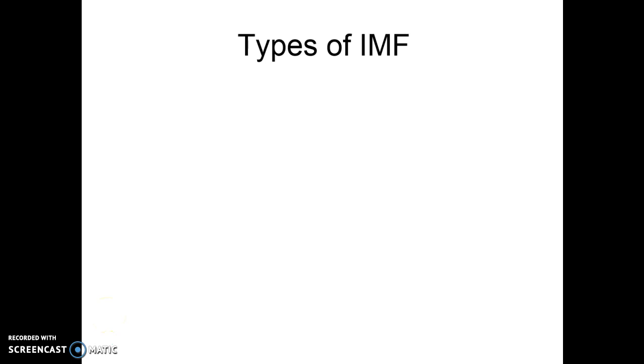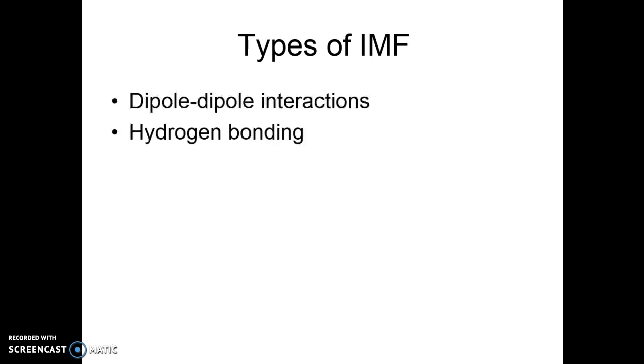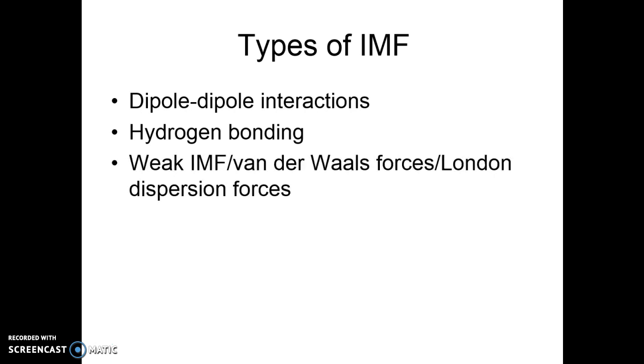There are three main types of intermolecular forces of attraction that we will be discussing. The first is called dipole-dipole interactions. The second is called hydrogen bonding. And the third is called weak intermolecular forces, or van der Waals forces, or London dispersion forces. Those three names may be interchanged. In addition to those three, there might be an interaction between a molecule, or covalent compound, and an ion. That would be called a molecule-ion attraction. We will describe these four things in the next few slides.